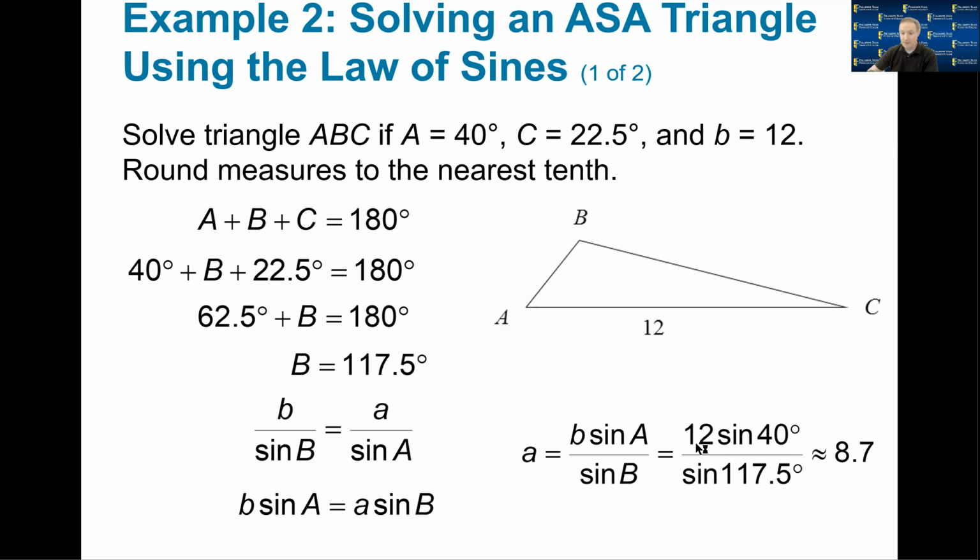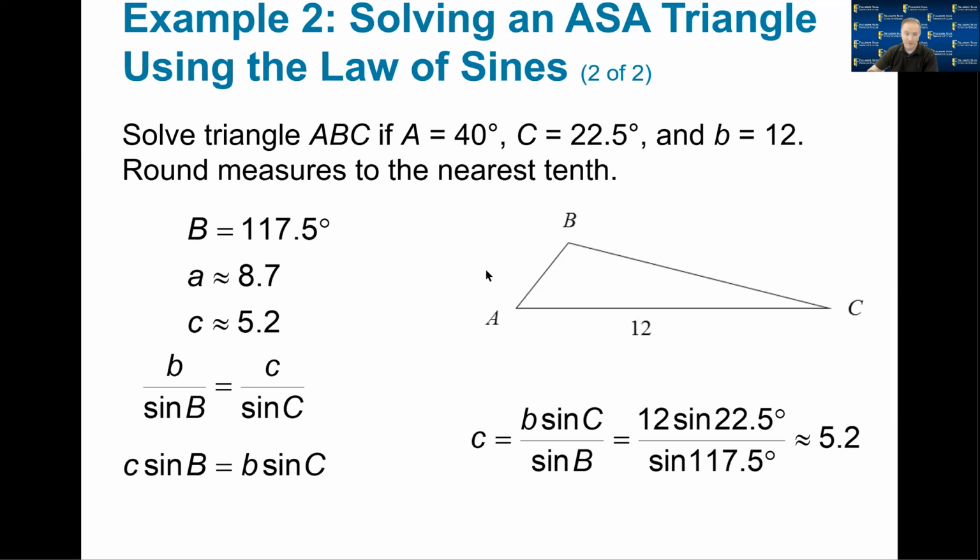And then that's just going to give me 12 times the sine of this angle, which was our 40 degrees given in the problem up here. 12 sine 40 over the sine of 117.5. And I see that the side A up here is only 8.7 centimeters. So if your base down here is 12, then this side is going to be 8.7. Now our remaining side, which clearly looks like our smallest side, the side opposite angle C, is called side C.